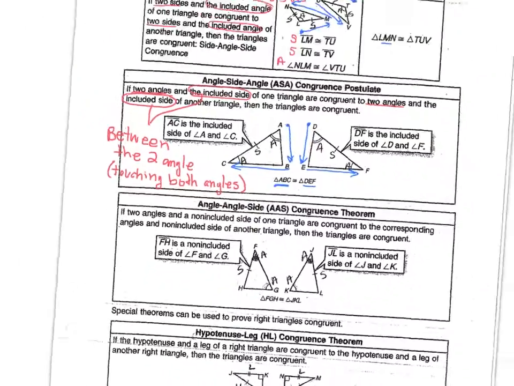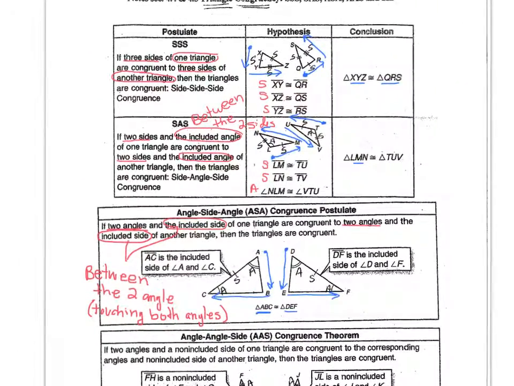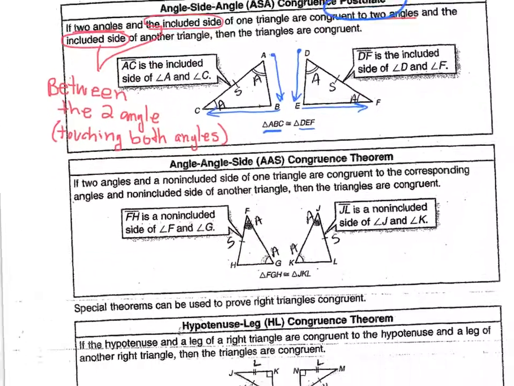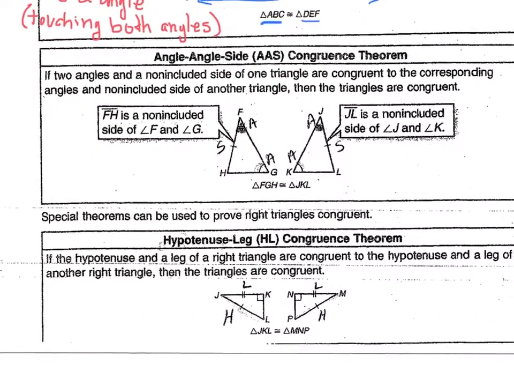The 4th one, notice that the first 3 are postulates. Well, the 4th one and the 5th one are theorems. Like I said, postulates are assumed to be true. Theorems, you can prove them. So the 4th one, it's angle, angle, side.